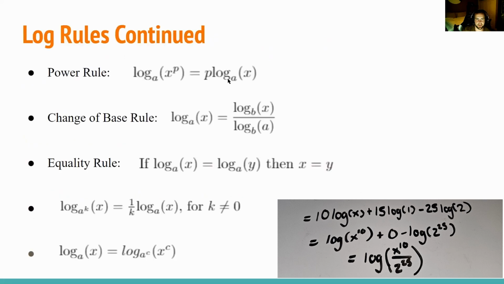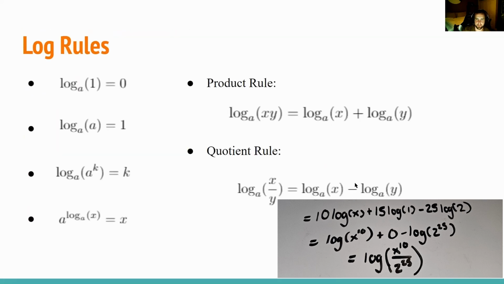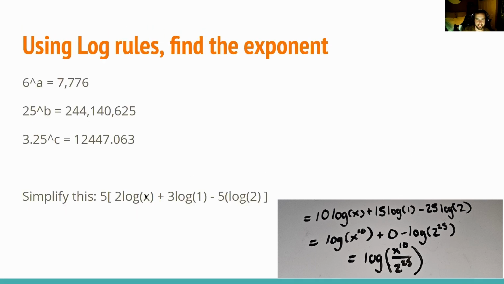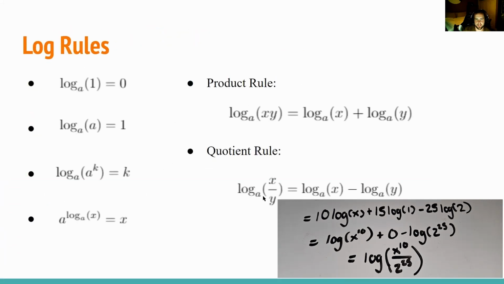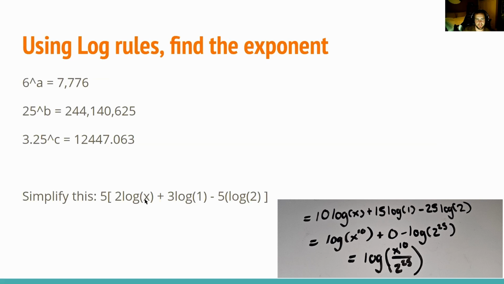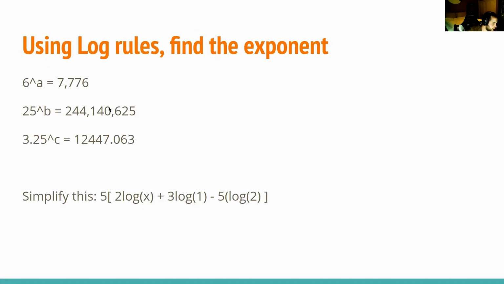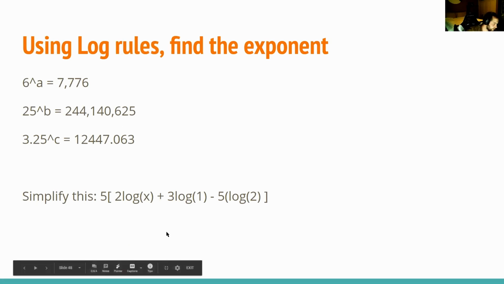And then using our quotient rule, we see that that's a negative in the middle, right? So we have log a of x minus log a of y. And it'd be the same thing for these two. And so in the end, you should have log of x to the power of 10 divided by 2 to the power of 25. And so log, all in brackets of that number, using these log rules here. A equals 5, B equals 6, and C equals 8. And then the final answer for that last one is log of x to the power of 10 divided by 2 to the power of 25.